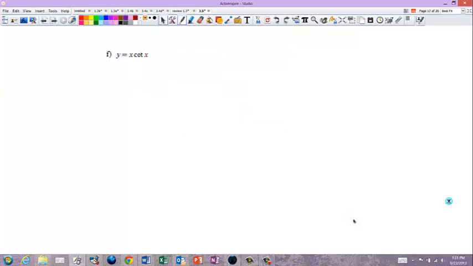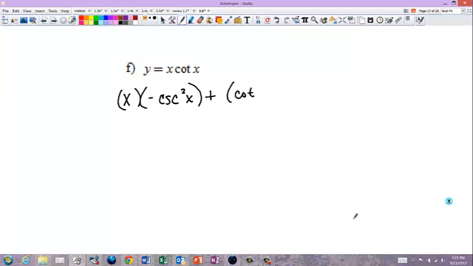And the last one is a product rule. The derivative of cotan is negative cosecant cotangent. No, it's not. It's negative cosecant squared. So 1 d2 plus 2 d1. And you can leave it like that.